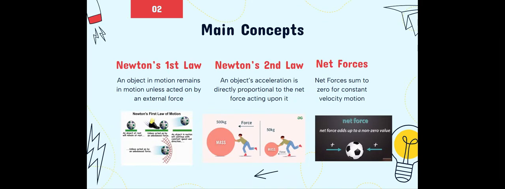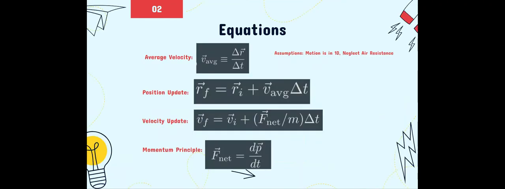Some key concepts that we'll need to cover include Newton's first law, second law, and net forces. First, net forces. In constant motion, net forces sum to zero for constant velocity motion. Newton's first law states that an object will continue moving at constant velocity unless acted on by a net external force. If net force is zero, the object's momentum will be constant, and its velocity will also be constant. Newton's second law states that an object's acceleration is directly proportional to the net force acting upon it. If the net force is zero, acceleration will also be zero.